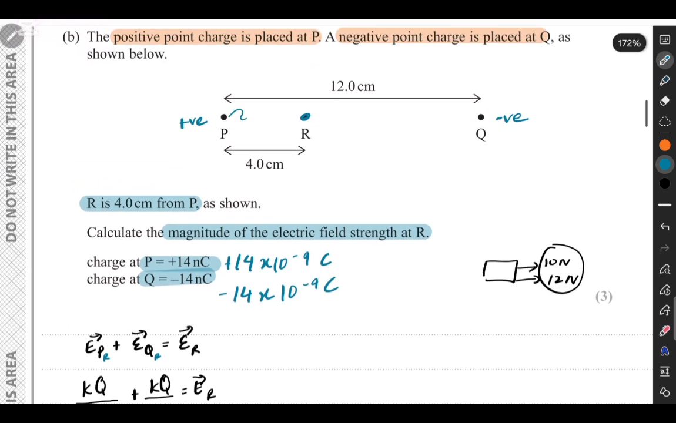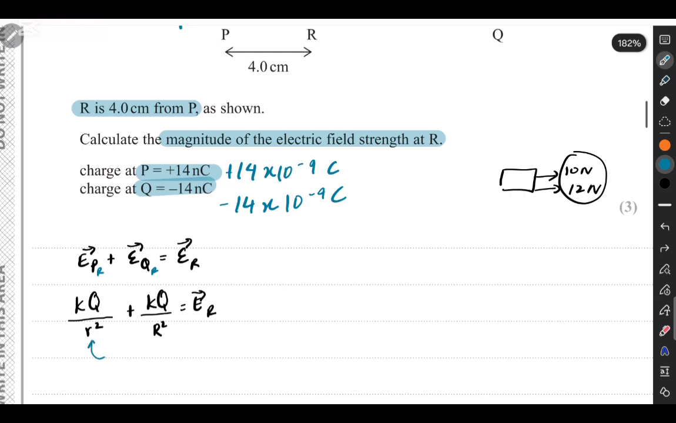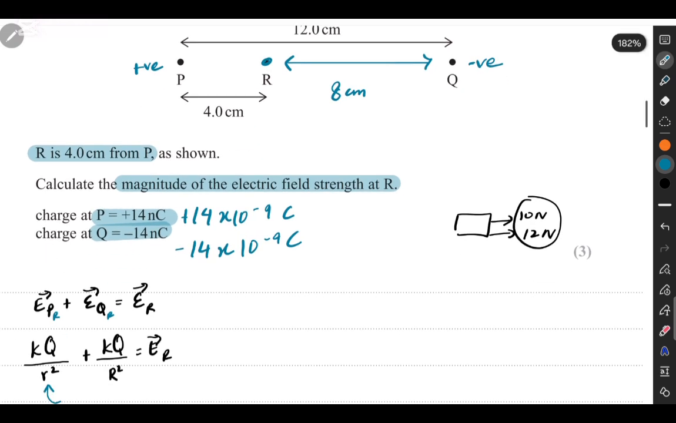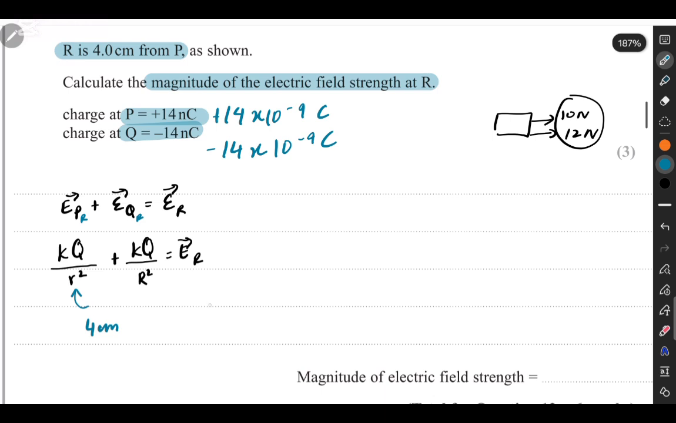Now you see P is 4 centimeter away, so here you can write 4 centimeter. We'll convert it later. And the distance between R and Q is 8 centimeter, right? So the electric field due to Q at R, the distance is 8 centimeter. So this is the electric field at R due to P, this is the electric field at R due to Q, and that will give you the resultant electric field.